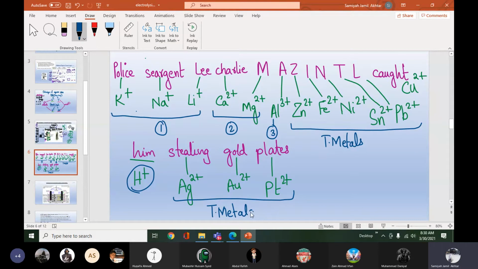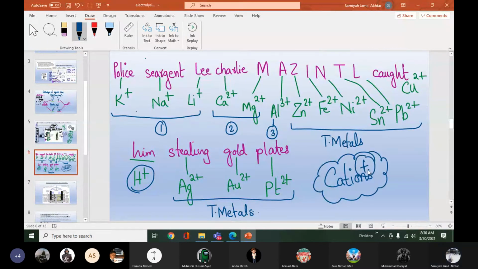Okay, low reactive transition metals. So this is the order. As you go down the series, towards the end of the series, the ability to discharge increases. Okay, so is it clear now, boys? Yes, ma'am. Okay, this is for the cations, for the positive ion.